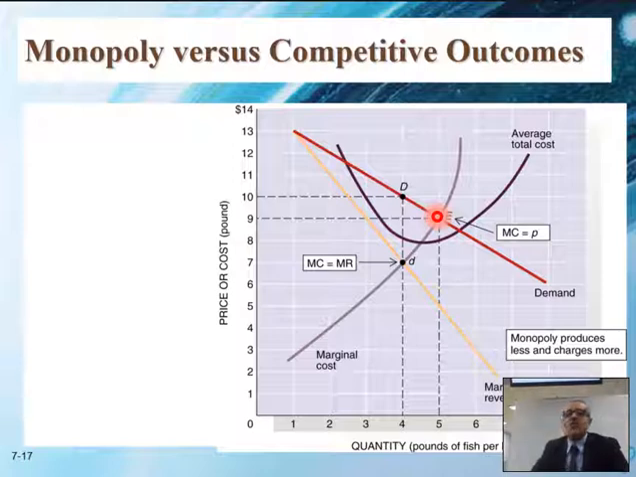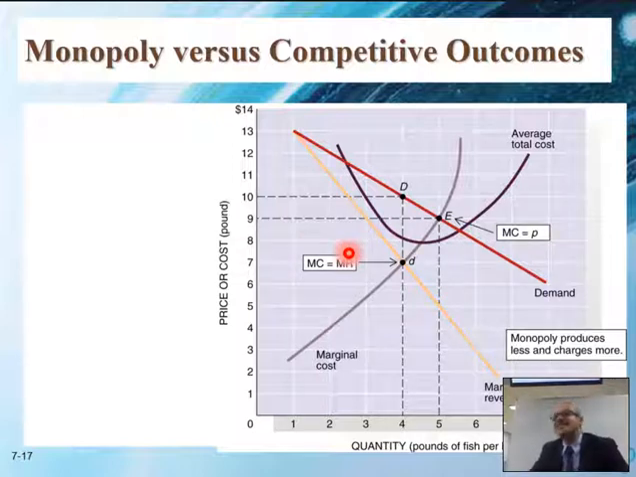Now what if this is a monopoly? How much is the price going to be? 10. This is the demand curve, right? Now this is where marginal cost equals marginal revenue. So they're going to produce only 4. You take the 4 and you go all the way until you hit the demand curve, and then you see the price is 10. Did you see that?